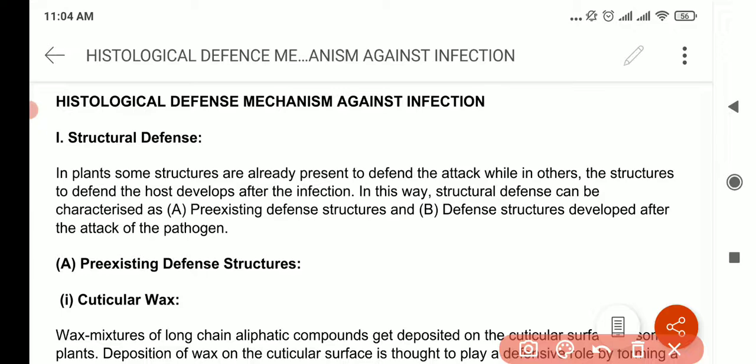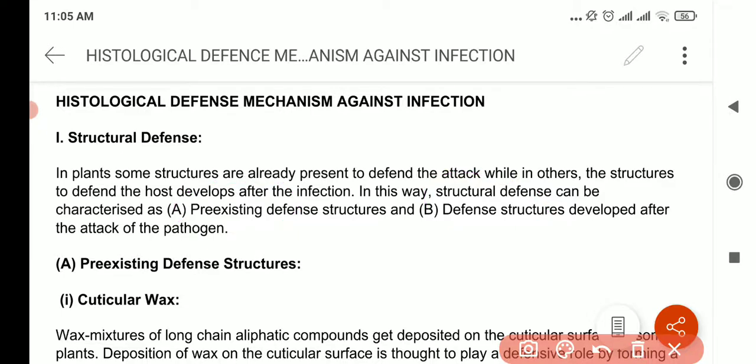So let's see the structural defense. These structures are already there to defend against the attack. And there are some which defend after the attack happens. Those that are there before the attack happens are your pre-existing defense mechanisms, and those which happen after the attack are your defense structures which develop after the attack.